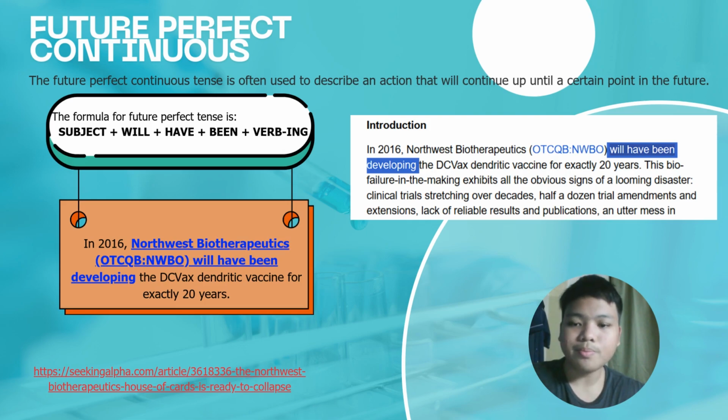So let's go to the example. In 2016, Northwest Biotherapeutics will have been developing the DCVax dendritic vaccines for exactly 20 years. So from here, I already highlighted that Northwest Biotherapeutics is the subject, will have been, and developing is a verb with ing, developing the DCVax dendritic vaccine for exactly 20 years. Alright, so this is exactly a form of future perfect continuous tense.